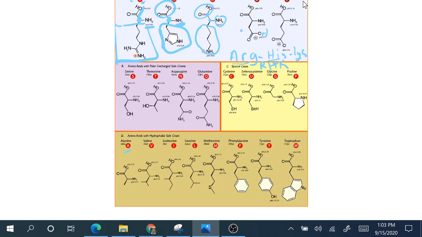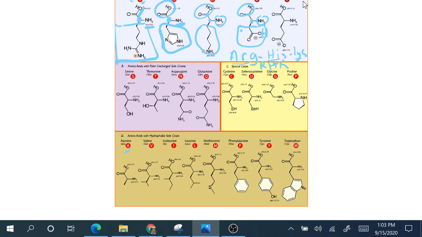Okay, so for the next ones, our carboxylate group is here, amine group is here, alpha carbon is here. So this is our R group. This is aspartic acid. It's called aspartic acid because it had a hydrogen on it, and that hydrogen, when it's removed, then the side group becomes negatively charged.